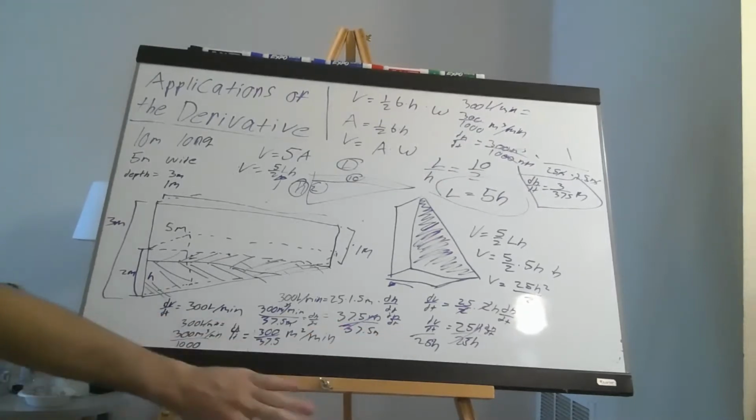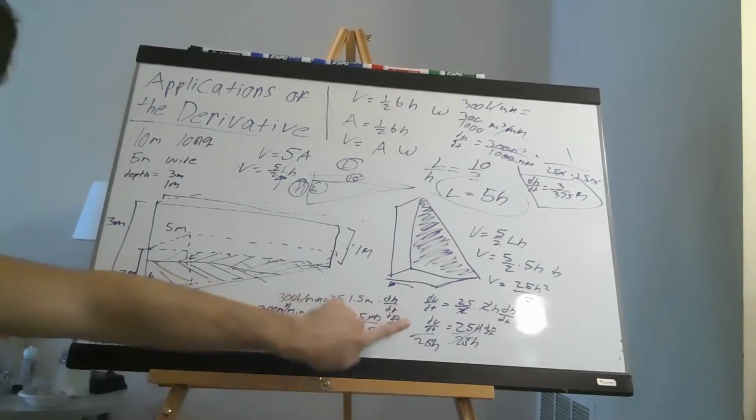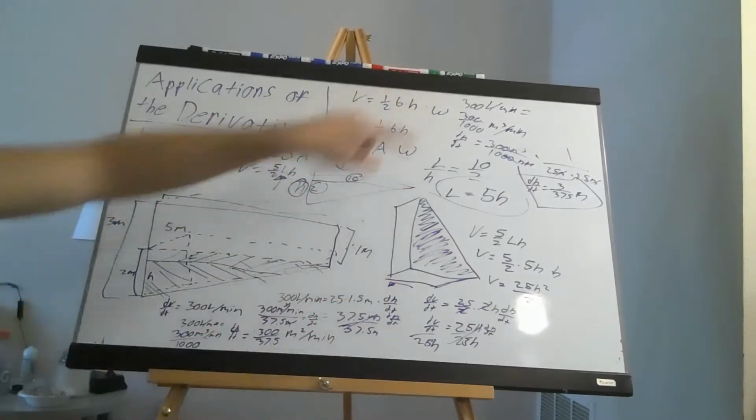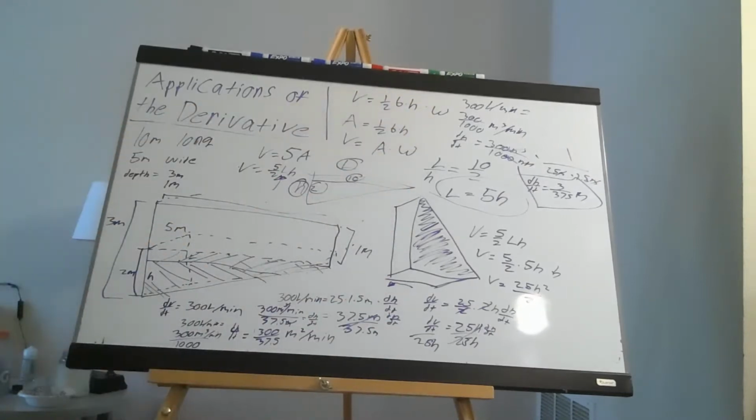After that, I knew I had enough information to plug and chug. So dV/dt is equal to 300 liters per minute, which we go up here. If you want to go from liters to meters, you divide by 1,000 and you're going to have meters cubed. So 300 liters is equal to 3/10 meters cubed per minute. So we were given dV/dt divided by 25 times h.